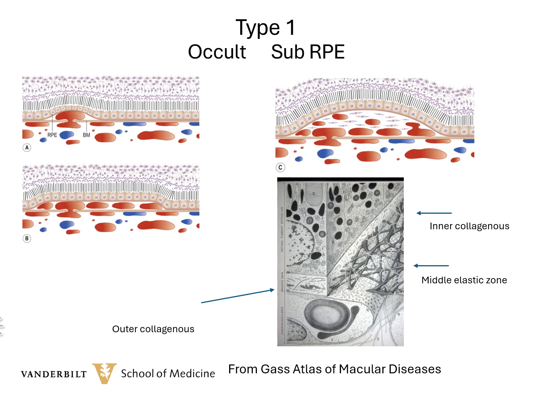Here are some diagrams taken from the Macular Disease Atlas of Dr. Don Gass. Figure A shows just the beginnings of the neovascular net growing under the retinal pigment epithelium. Figure B shows more proliferation, and C shows the exudation of fluid from the neovascular membrane and the elevation of the RPE.